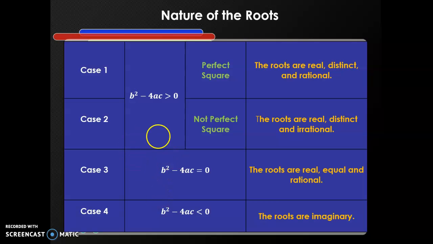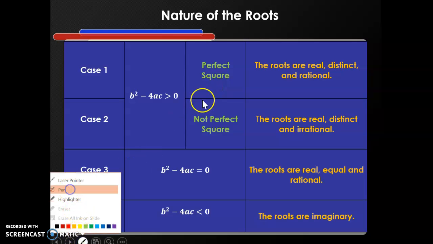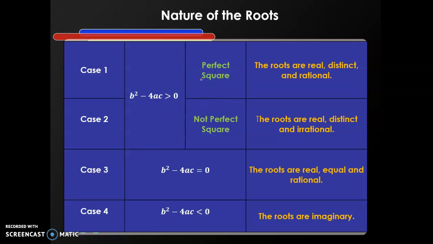So first, if the discriminant is greater than 0 and it's a perfect square, right? When you say perfect square, these are 1, 4, 9, 16, 25, and so on. The nature of the roots there is real, distinct, and rational. When you say rational, it can be expressed as a ratio of two numbers, right?